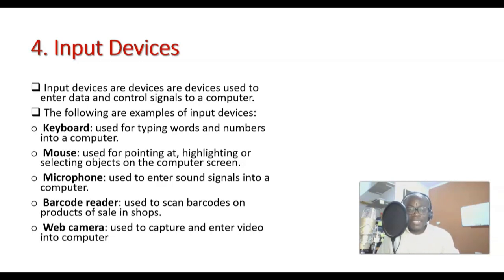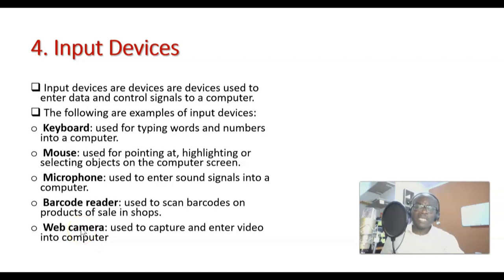And then once they scan it, they're able to see the price on the screen. That is known as a barcode reader because it is able to capture information from that product you are buying. It's able to enter the information into a computer. That's a barcode reader. Then there is also a web camera, a webcam.